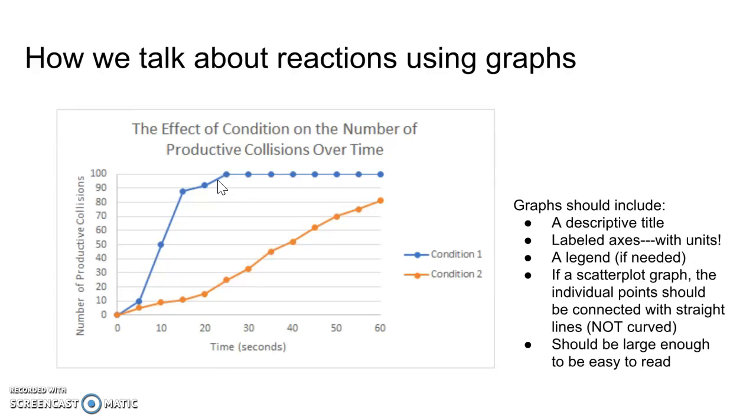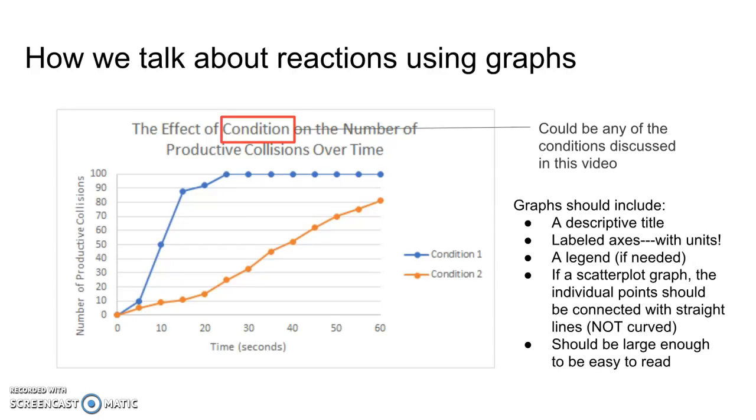So that's what we're looking at here. I also wanted to point this out. So you're like, what do you mean of condition? I could really use this for pretty much any of the things that I discussed in this video. The effect of greater surface area on the number of productive collisions over time. The effect of increased temperature on the number of productive collisions over time. It's just something to keep in mind.